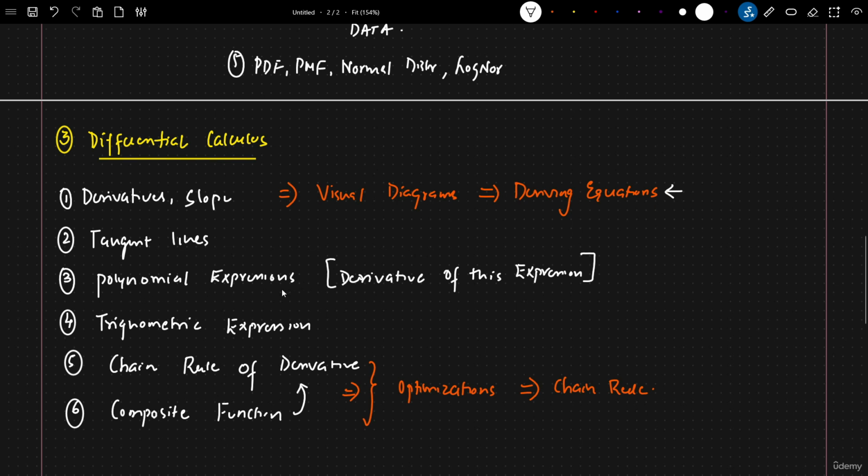We'll be talking about polynomial expressions, how to calculate the derivative of these expressions, and how to find the derivative of trigonometric expressions. And then we will also be covering some very important topics like the chain rule of derivatives and composite functions, and both the chain rule and composite functions will be super important in deep learning, where we learn about optimization, both in deep learning and machine learning, which is called optimization. And this chain rule is extensively used there, right? So all these topics will be specifically covered in differential calculus.